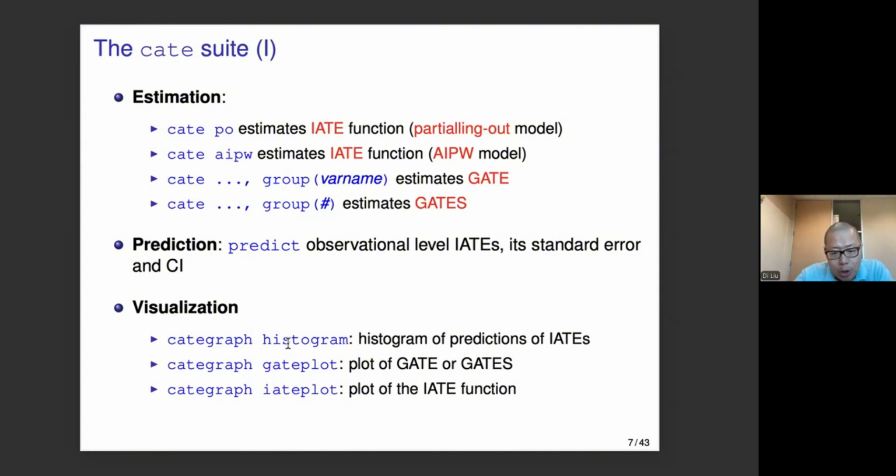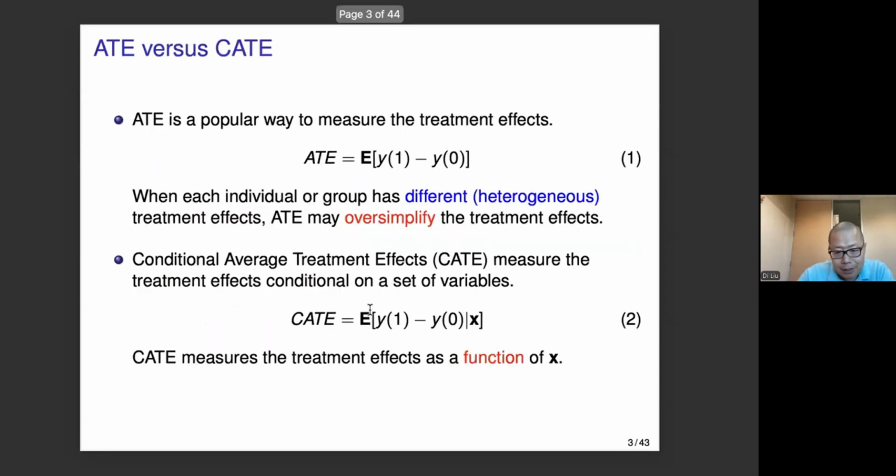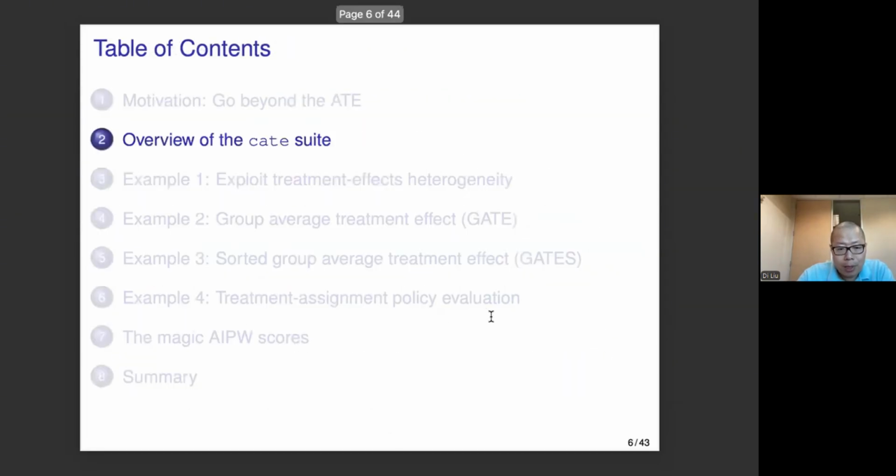So cate graph histogram will draw a histogram of the distribution of the predicted IITEs. Cate graph gateplot will plot the coefficient plot for the GATE and GATEs. And finally, cate graph iteplot will plot the IITE function itself. So the IITE function is a conditional function, this is the IITE function, where X is the individualized characteristics. It's a function, so iteplot will plot that function.